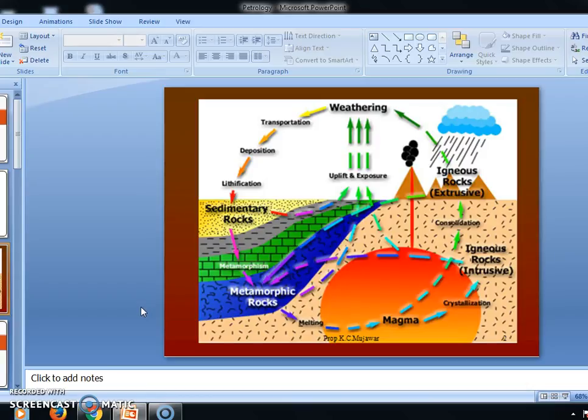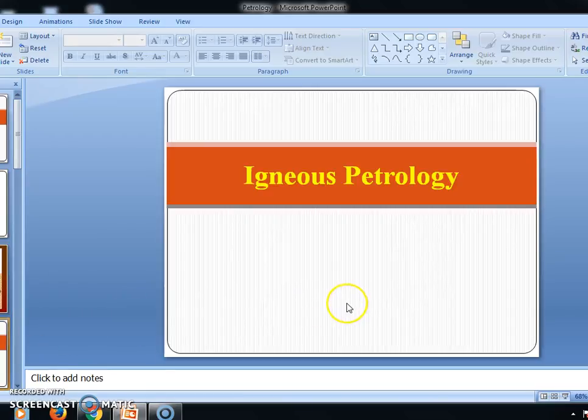First of all, the igneous rocks are formed. From the igneous rocks, then through the action of pressure, temperature, and chemical environment, the metamorphic rocks are formed. Then sedimentary rocks are formed. Sedimentary rocks are formed below the water. Then we have to see in detail about igneous petrology, how these igneous rocks are formed.